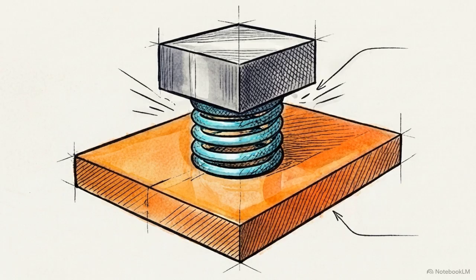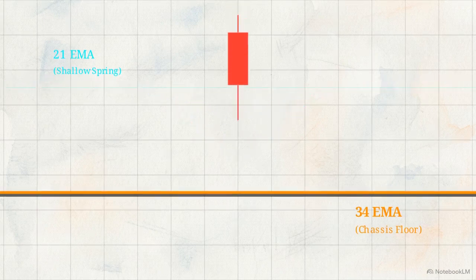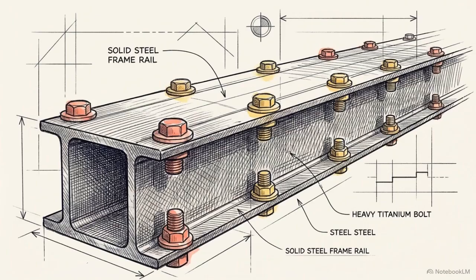When a heavy block liquidation occurs, the force often exceeds the capacity of the shallow spring, causing the suspension to compress deeper. Price then falls to the 34 EMA, the chassis floor. This is the ultimate structural test of the trend's integrity. The 34 EMA represents the threshold for sustainable trend velocity. It is the solid frame that must hold for the vehicle to remain operational.